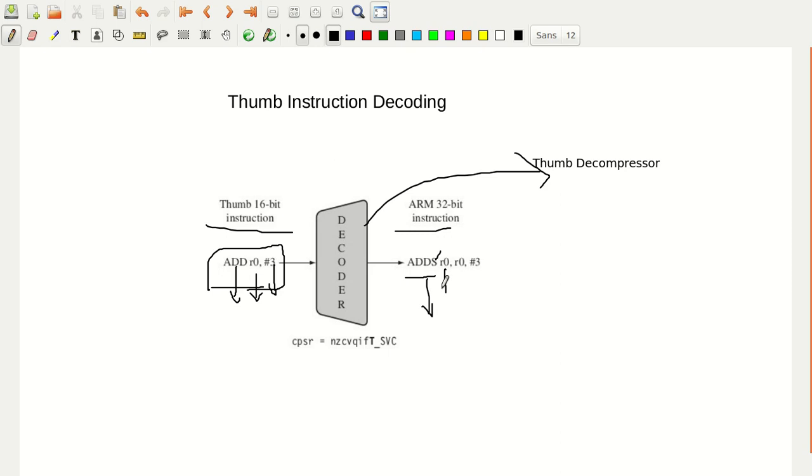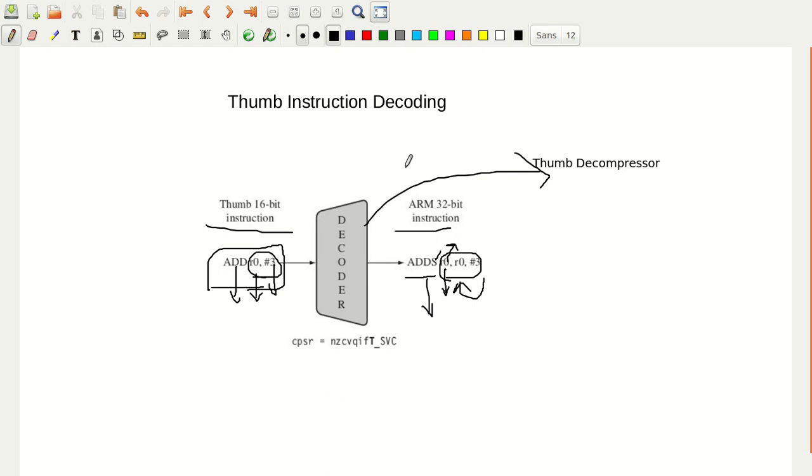Then you have R0, the destination register. In the ARM instruction set you have 3 fields, whereas in the Thumb instruction set you have 2 fields here, but you can have 3 fields also in the case of the Thumb 16-bit instruction. The example taken here has 2 fields. So ADD R0, #3 gets converted into ADDS R0, R0, #3. Here 3 gets added to R0, and the result is stored in the destination register R0.